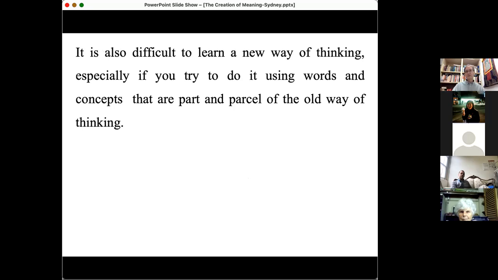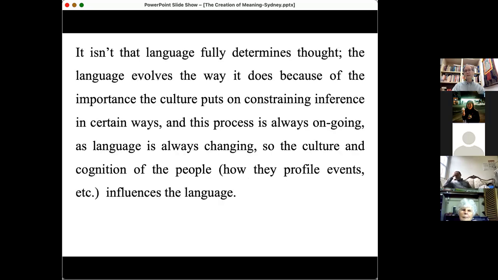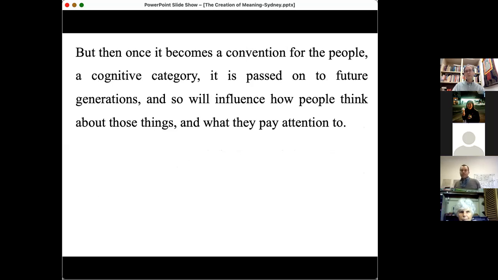It's also difficult to learn a new way of thinking, especially if you try to do it using words and concepts that are part and parcel of the old way of thinking. It isn't that language fully determines thought. The language evolves the way it does because of the importance the culture puts on constraining inference in certain ways. And this process is always ongoing, as language is always changing. So the culture and cognition of the people, how they profile events, influences the language. But then once it becomes a convention for the people, a cognitive category for them, it is passed on to future generations, and so will influence how people think about those things and what they pay attention to.